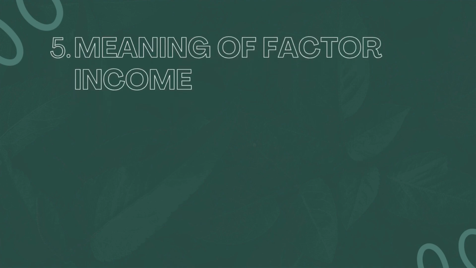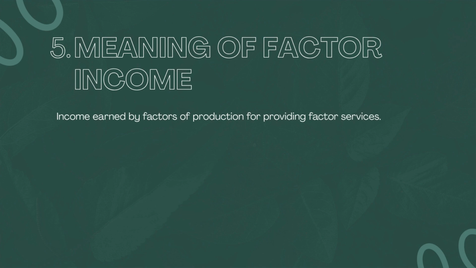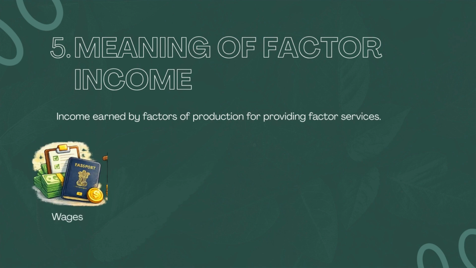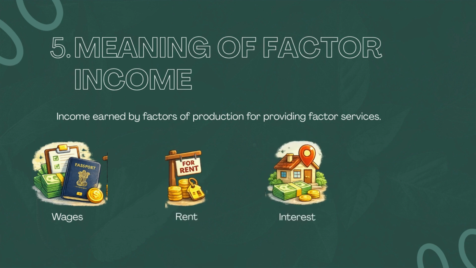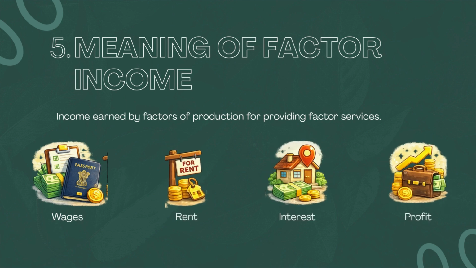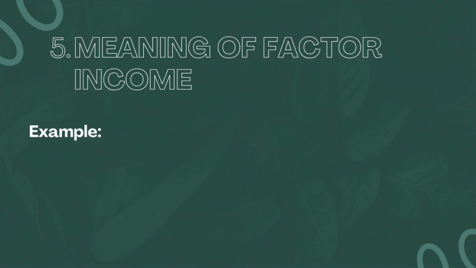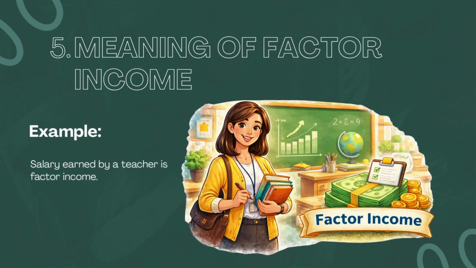Fifth, meaning of factor income. It is the income earned by factors of production for providing factor services. It includes wages, rent, interest, and profit. For example, salary earned by a teacher is a factor income.